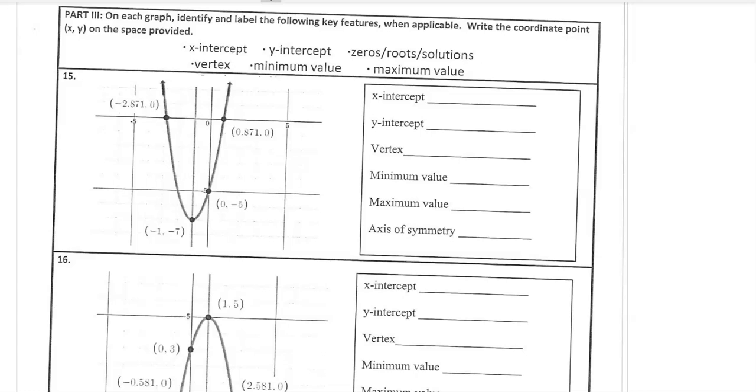So let's start with the x-intercept. Here's the x-axis. The x-intercept is where our graph passes the x-axis. It tells us the points here are -2.871, so we'll say -2.871, 0, and the other point is here, 0.871, 0. All right. Those are our two x-intercepts. Now for the y-intercept, where does our graph cross the y-axis? Right here at 0, -5.